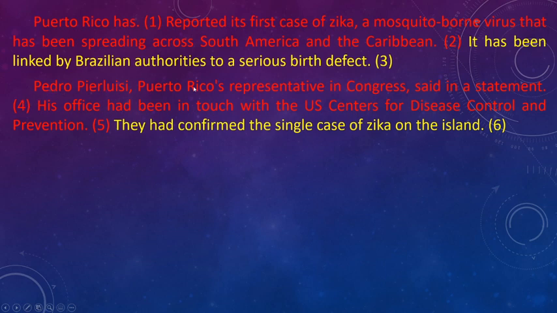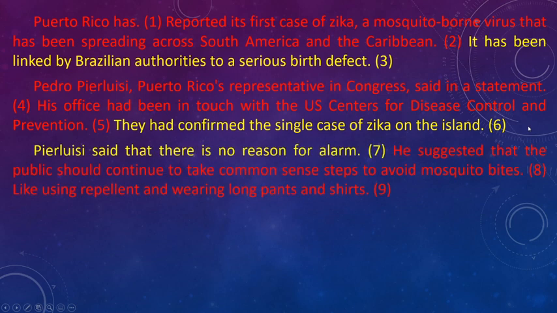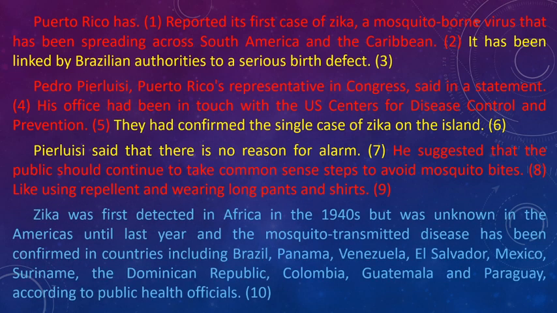Pedro Pierluisi, Puerto Rico's representative in Congress, said in a statement, this one does not have a complete thought. His office had been in touch with the U.S. Centers for Disease Control and Prevention. They had confirmed a single case of Zika on the island. Okay, again, we're marking based on this: the red are fragments and the yellow are complete sentences, but I wanted to get to the last one. You could pause this if you wanted to read it more carefully.